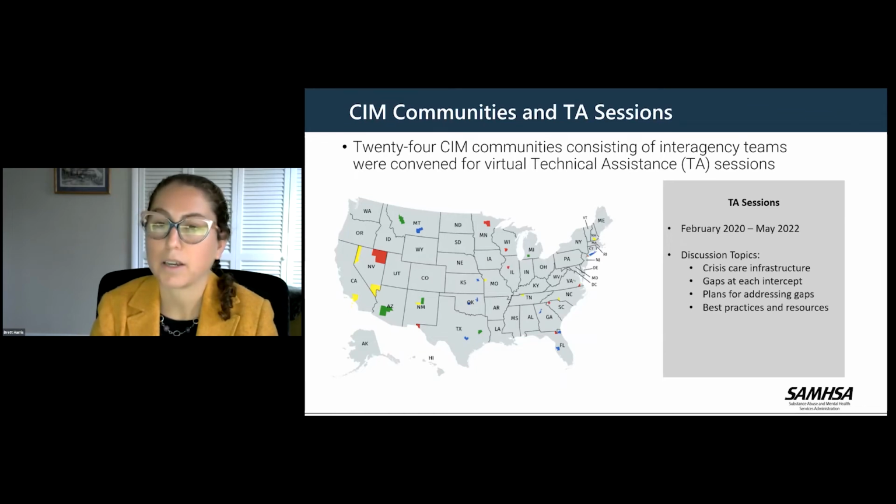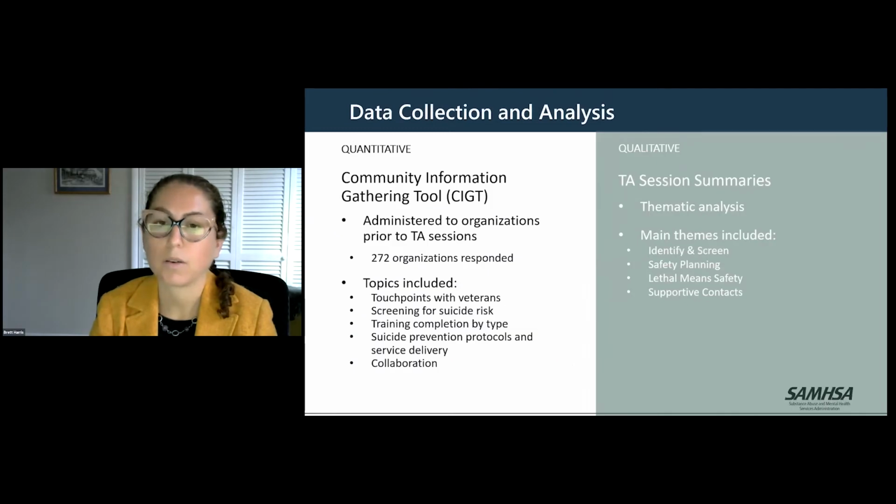So what we can tell from this work is what it looks like right now at the beginning of these sessions. And then you can see the great work that Virginia's done through this work to improve their crisis care infrastructure. So we looked at 24 specific communities that took place between 2020 and 2022. These included the TA sessions as well as the data collection tool. Next slide, please. So you can see it's both quantitative and qualitative analysis.